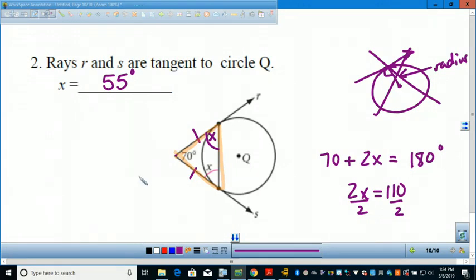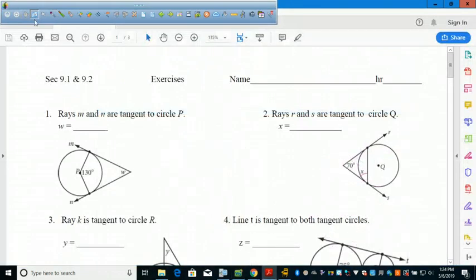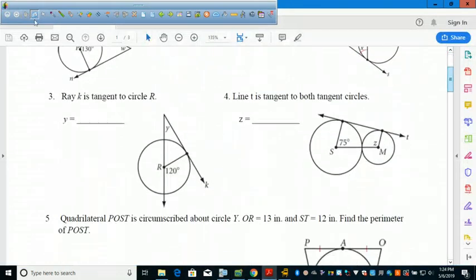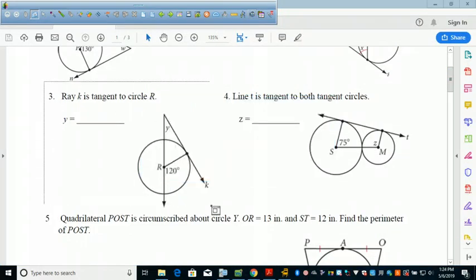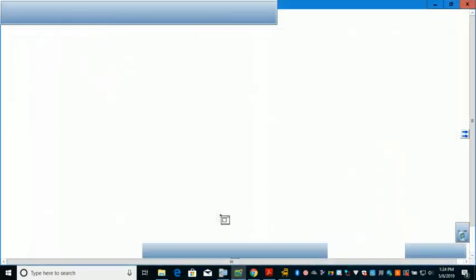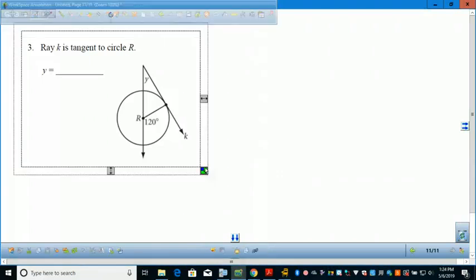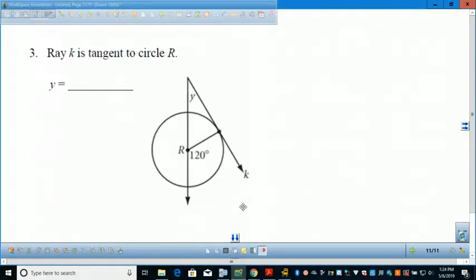Okay, next one. All right, which tangent theorem is going to work? The tick marks or the right angle? Not the tick marks, because that's not tangent. So you put a right angle right here.